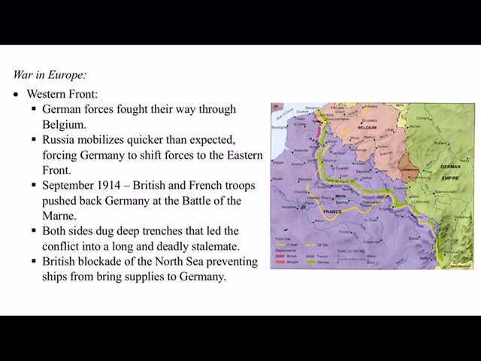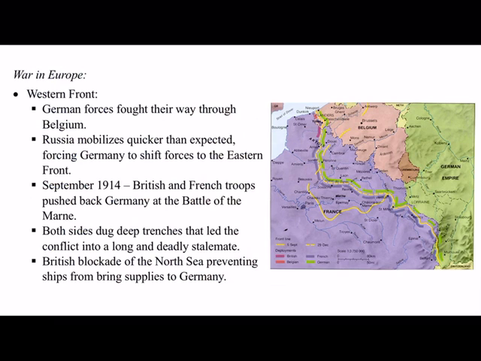On top of that, you have a British blockade of the North Sea, preventing ships from resupplying Germany. So much of the war on the Western Front is going to be in trenches, in this stalemate. It's not until 1917 that the stalemate is finally broken when the United States enters the war and thousands of American troops are arriving by the day.